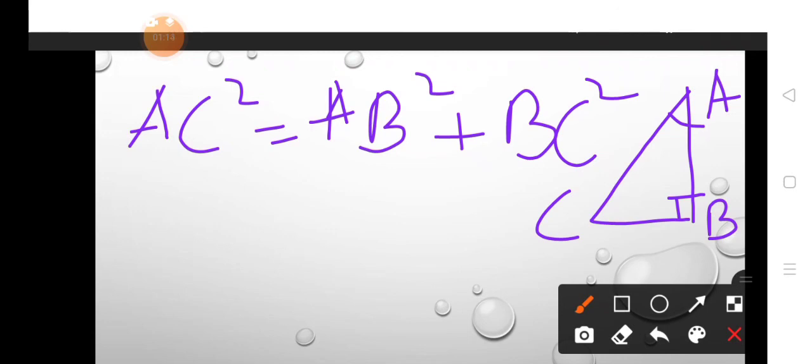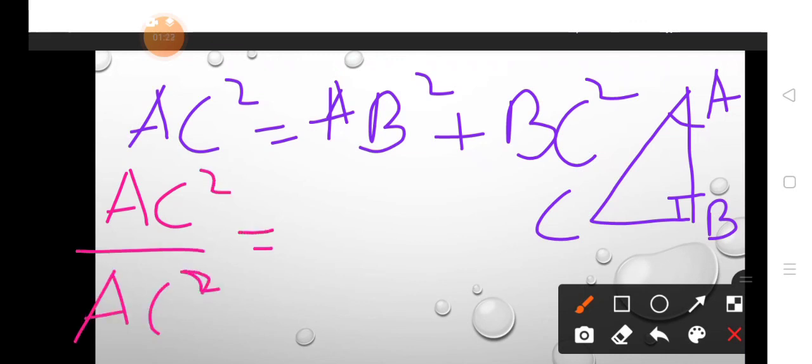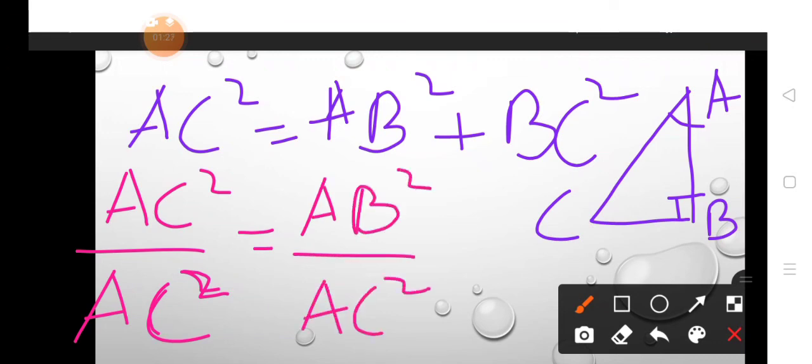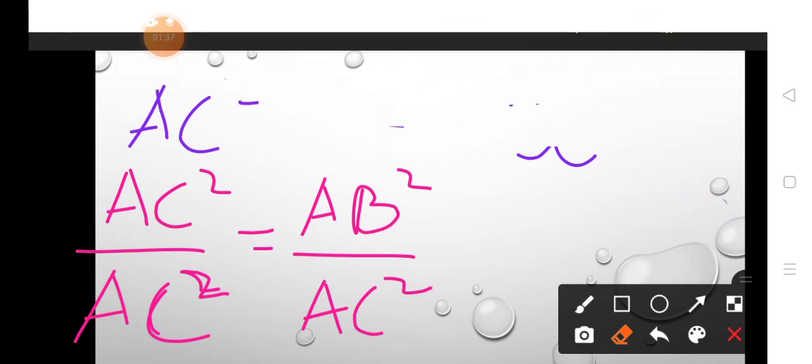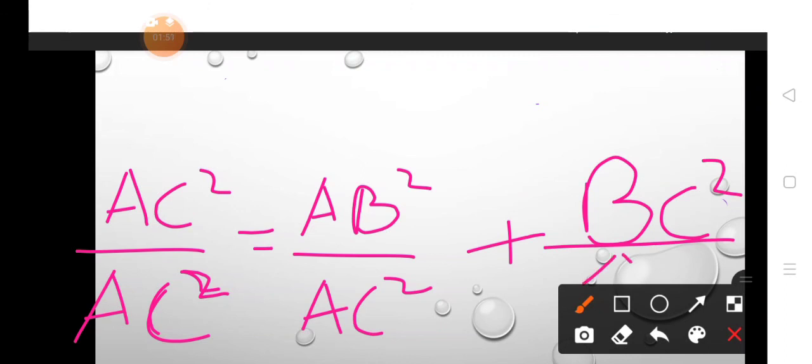Now if we divide everything by AC square, I'm dividing this also by AC square, AB also by AC square, and BC also by AC square. Let me rub out this triangle for now, okay? I hope you understood this. This is very simple. It's Pythagoras theorem only. Now, AC square by AC square plus AB square by AC square plus BC square by AC square.